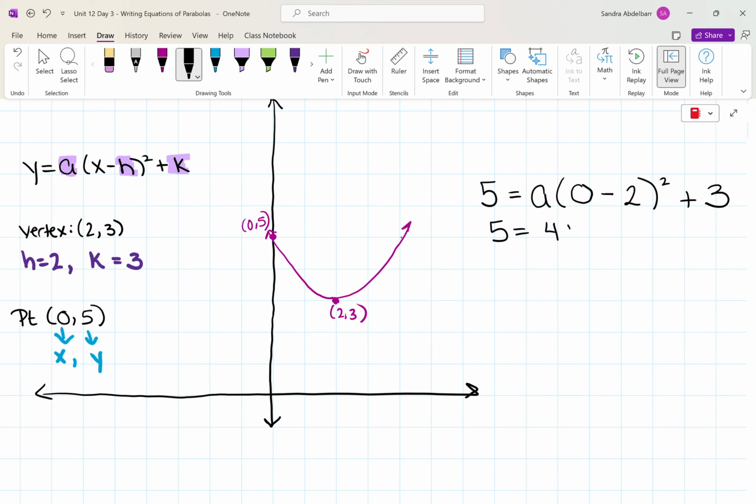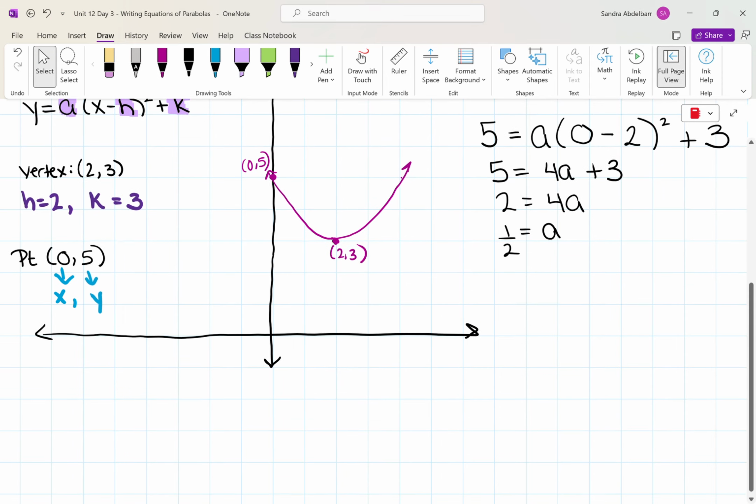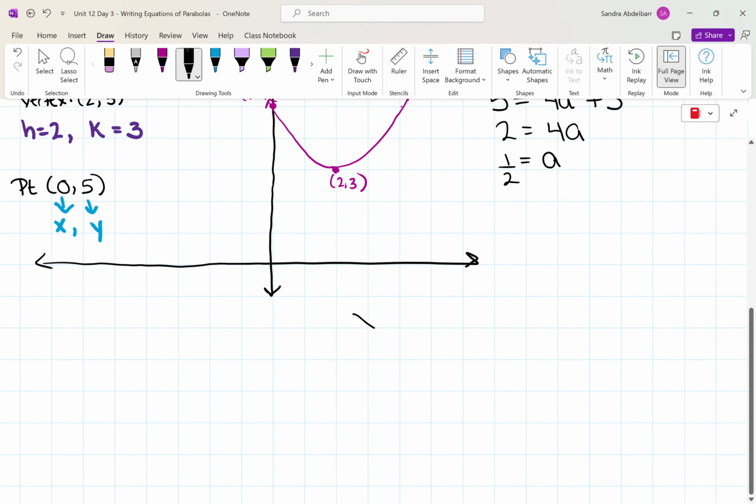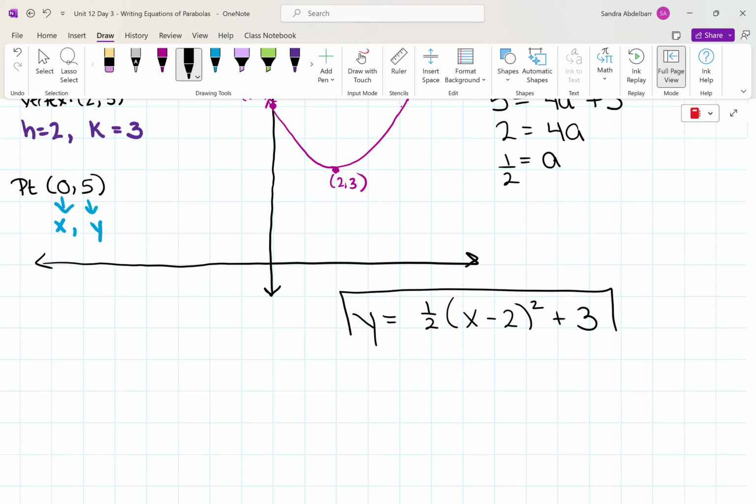Now I simplify this down, so 5 equals 4A plus 3. We now solve for A. So 2 equals 4A, so A will equal a half. So now that I have a value for H, a value for K, and a value for A, I can now make my equation of this parabola. So Y equals a half times the quantity of X minus 2 squared plus 3.